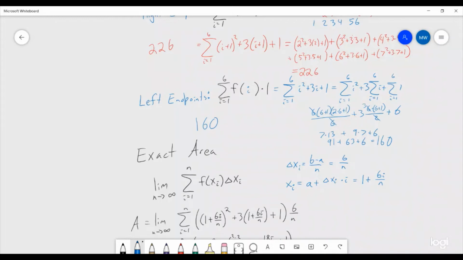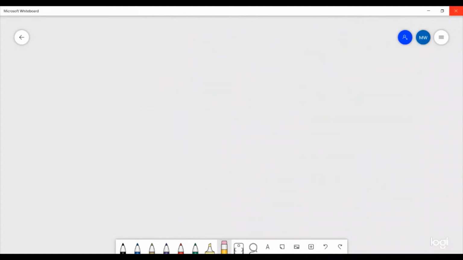So now that we've done that one, let's do another example of how we might be using these endpoints in a problem that you might see on your test. So we're going to have to insert a picture.